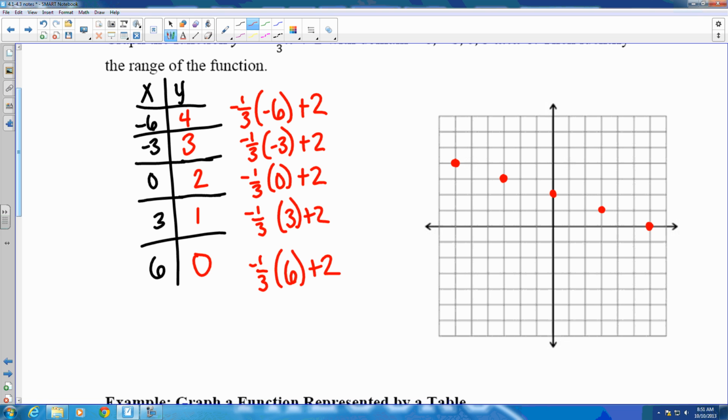Again, we did not connect the points because we were only given 5 points. And to identify the range, that was our red values there, 4, 3, 2, 1, 0.